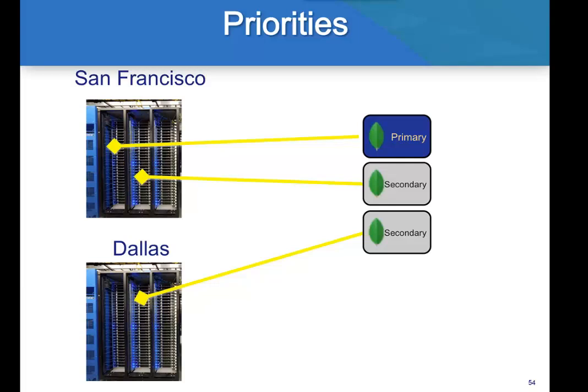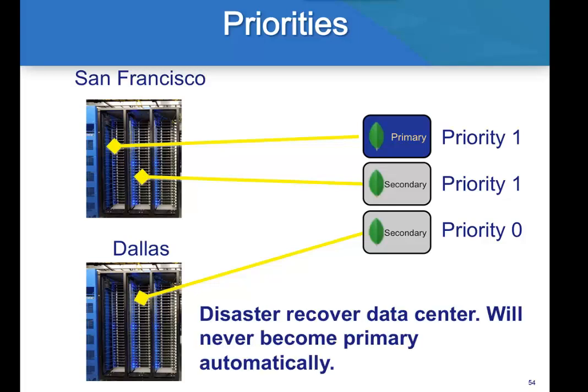So this is good, but remember, in an election, any node could become primary. So let's say you don't want the node in Dallas to ever become primary. Well, you can arrange for this by setting priorities on the individual nodes in the replica set. In particular, setting priority 0 says that this node will never become primary automatically. So if you step down one of the priority 1 nodes in San Francisco, you are guaranteed that the other priority 1 node will step up and become primary. Your primaries will always be in San Francisco.